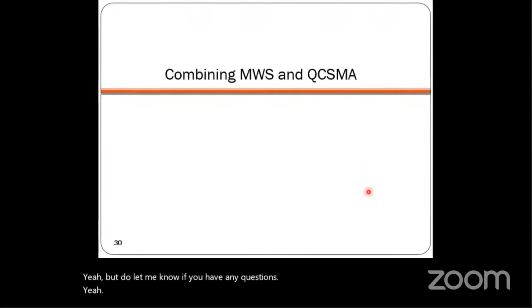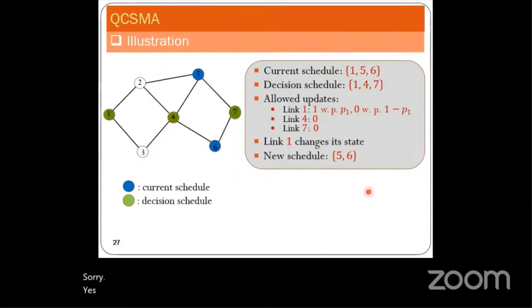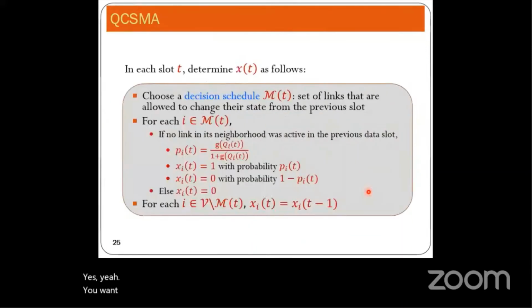Go back to the decentralized algorithm. Can you go back to this decentralized algorithm that you discussed? Yes. You want to see this? Yeah, this one. So what is the intuition for this if condition?